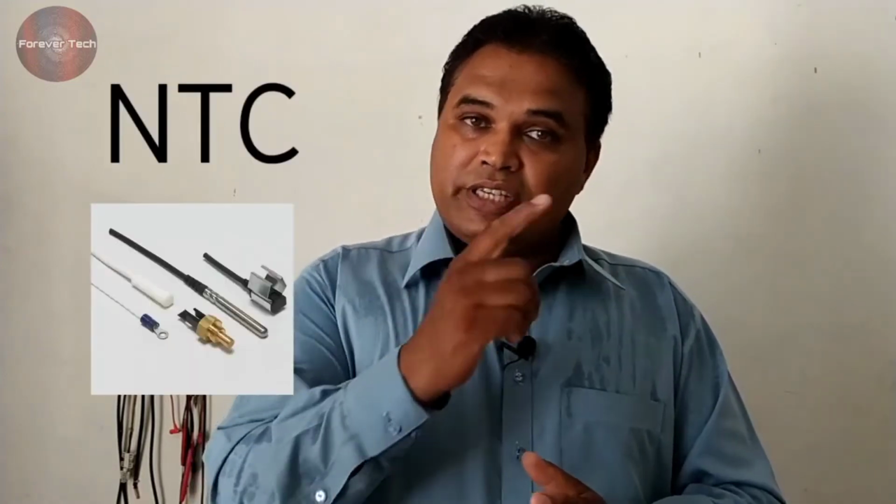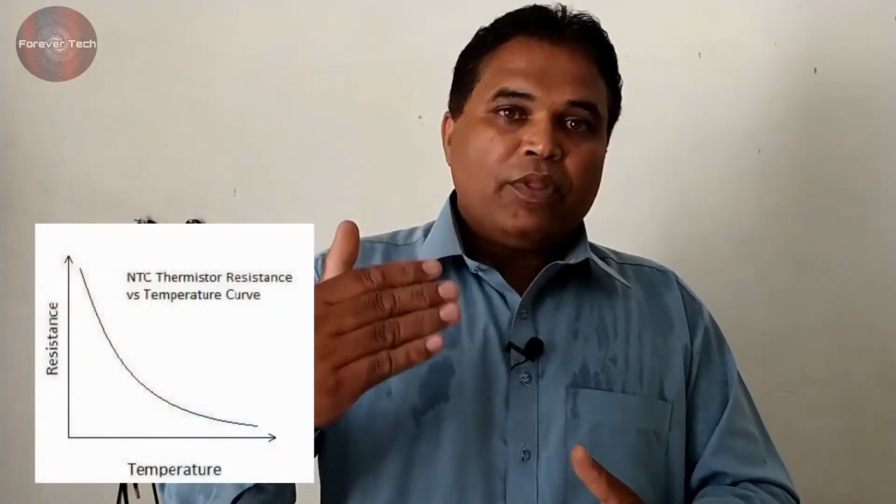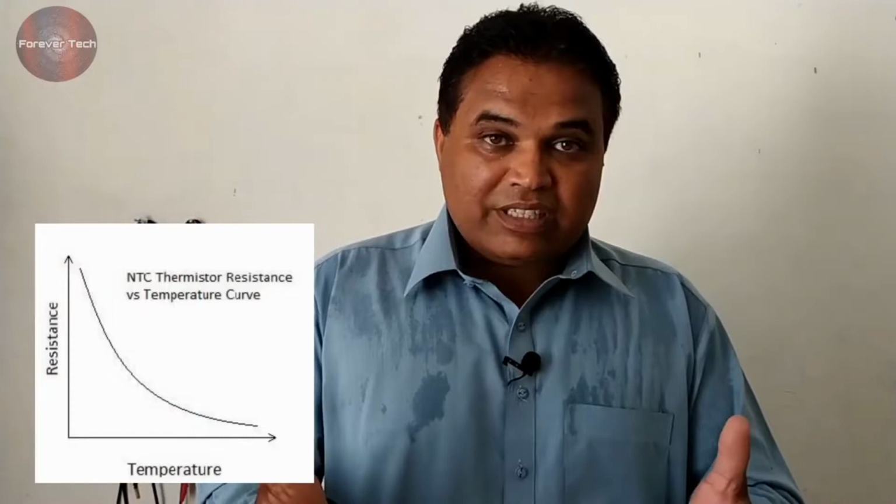Let me tell you, it has two types, one is NTC, and the other is PTC. First, we talk about NTC, which means negative temperature coefficient. How to know the presence and cause of NTC and PTC in a system: NTC resistance value falls when the temperature is high. In the other case, when the temperature goes down, the value of NTC is high. That's why we call them NTC sensors.